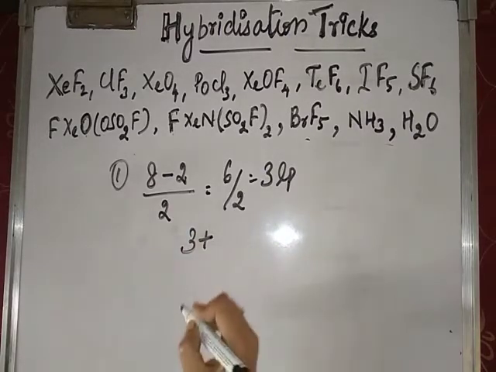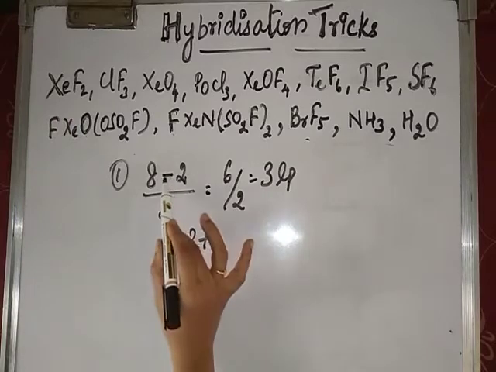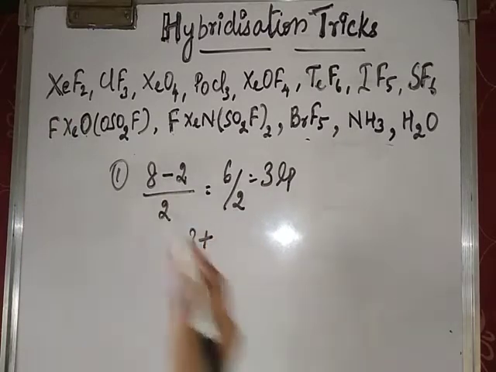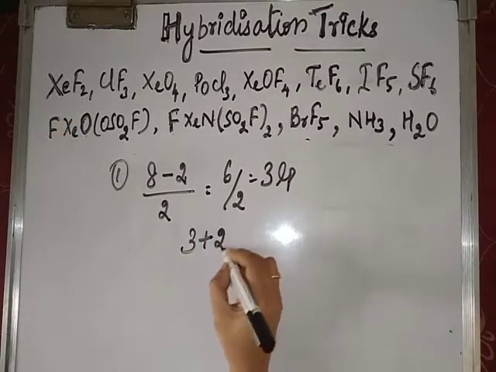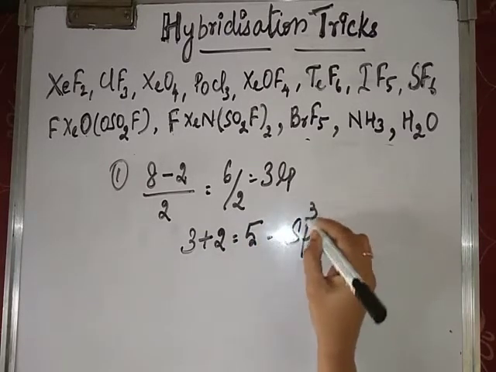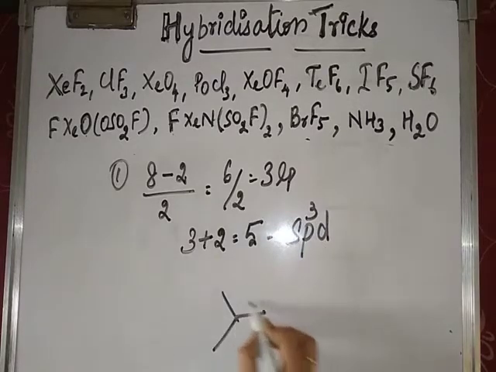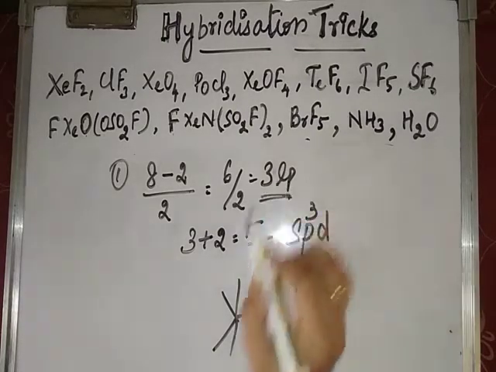Plus, how to find the hybridization? We need to add the bond pairs. First we subtracted the bond pairs, now we are going to add the same bond pairs. How many bond pairs are there? 2 bond pairs are there. Overall 5. If it is 5, what is the hybridization? sp3d. If it is sp3d, what is the base structure? The base structure is trigonal bipyramidal. In this, how many lone pairs are there? 3 lone pairs are there.